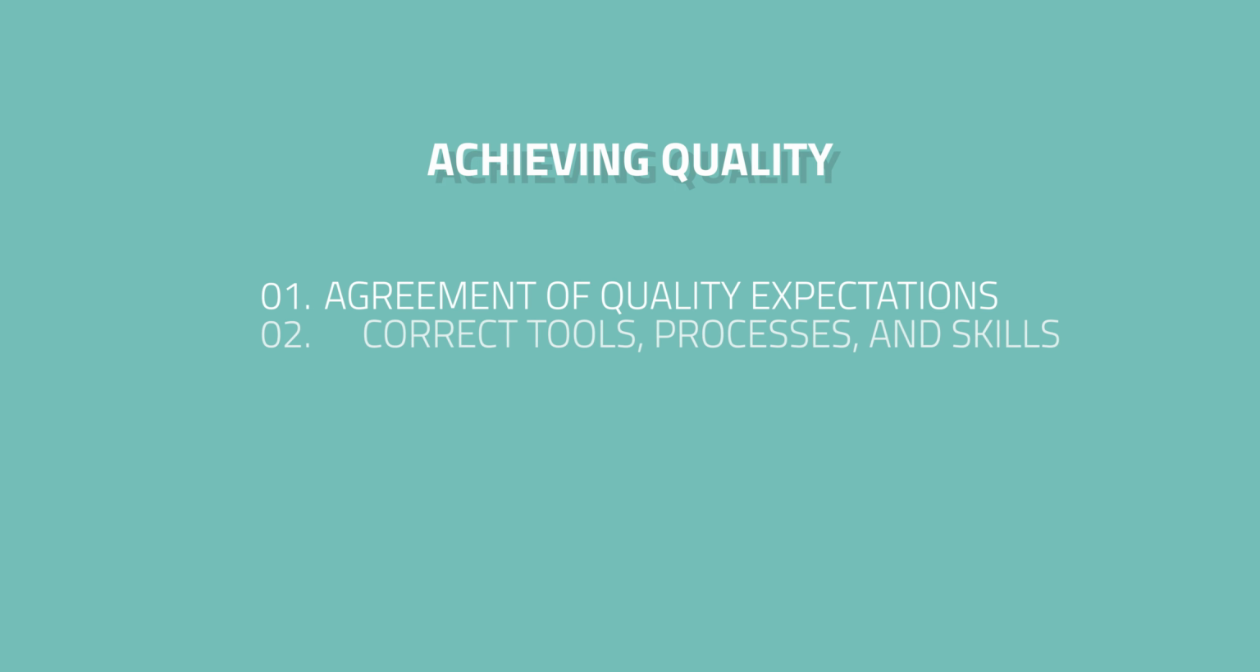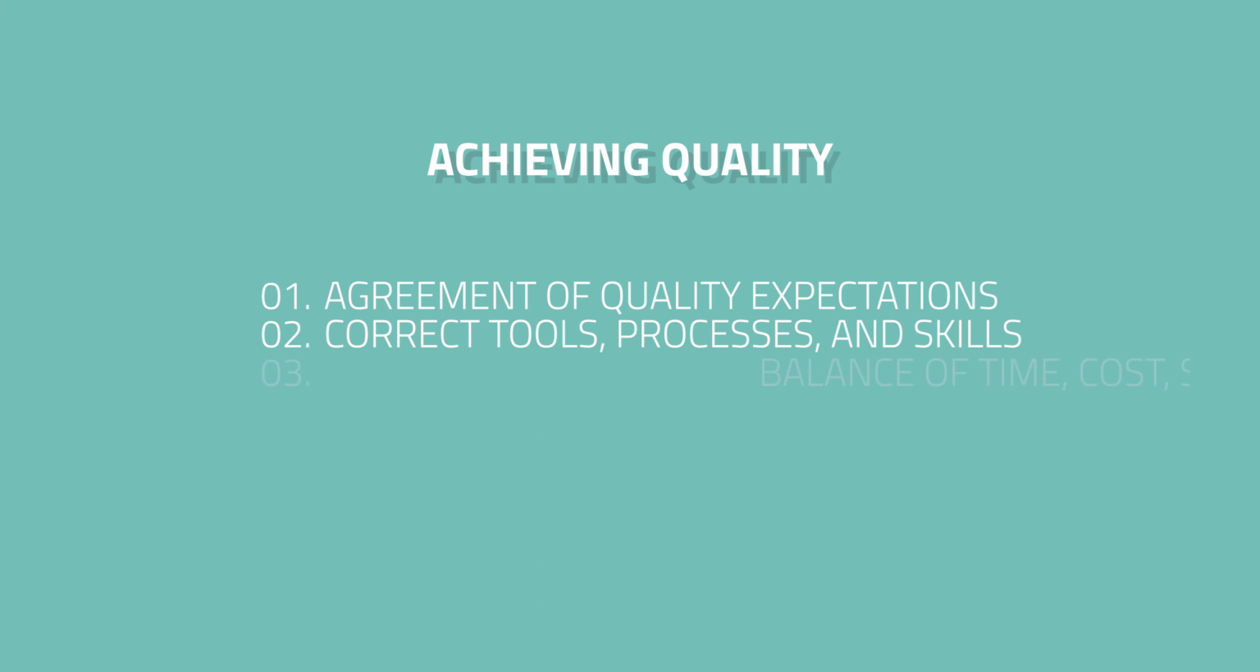So to achieve quality, we first have to be in agreement and define what quality is and define quality expectations from our customer, which is scope. We need to have the correct tools and processes and skills and ability to do the activities to deliver quality. We must have a balance of time, cost, and scope, but also risk. We have to consider the risk. Whenever there's a risk, how does that threaten quality? And I have a video coming up where we'll talk more about risk.